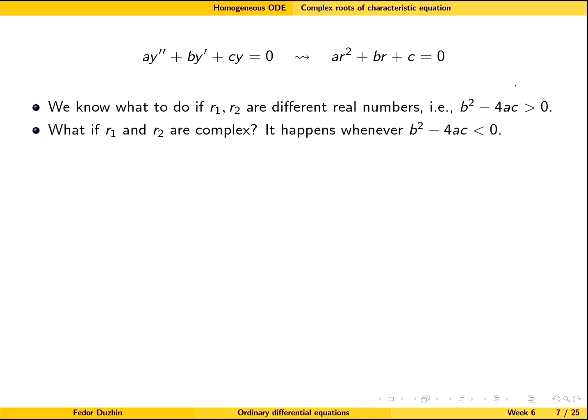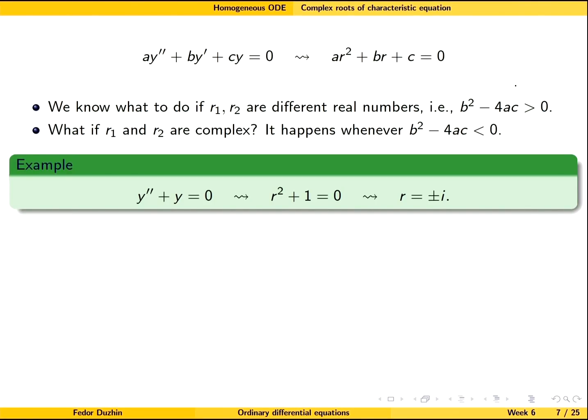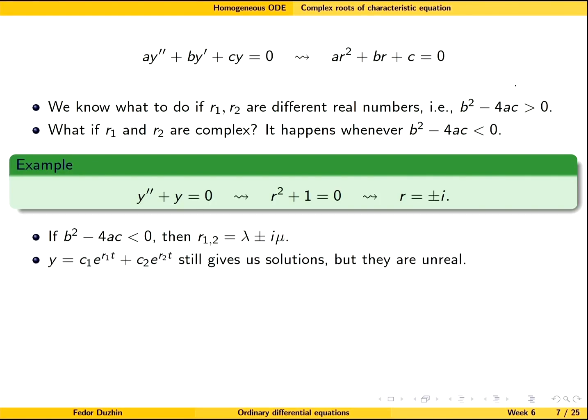Well, but we don't know yet what to do if the roots are complex, which happens when the discriminant is negative, or when the roots are equal, which happens when the discriminant is 0. So here is an example of a negative discriminant. If the discriminant is negative, then the roots are complex. Right? So they have a real part and an imaginary part.